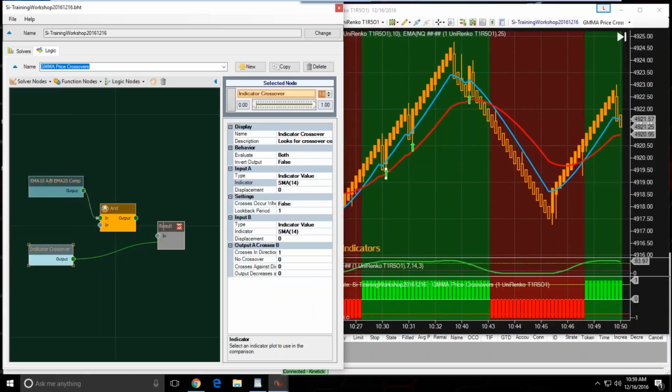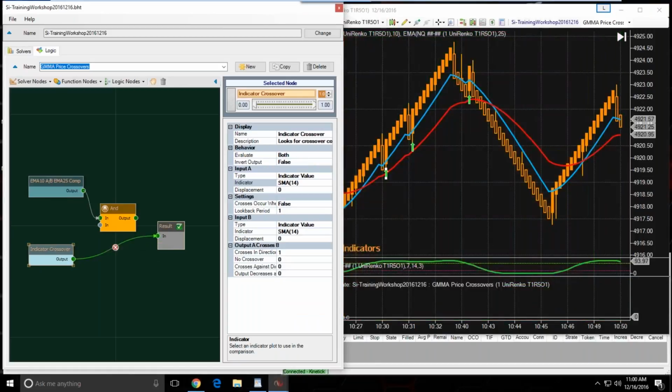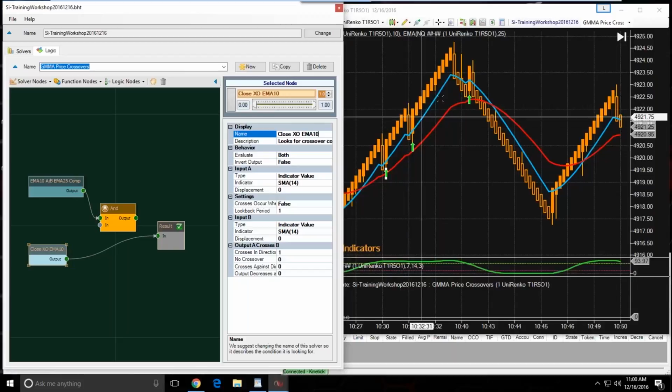So let's plug that in there. Give it just a moment to think about it. There we go. What we're looking for is the close of the bar to cross over. In our case, we're using the EMA 10, but of course, if we were using the GMMA indicator, it would be whatever plot represents the fastest plot line.